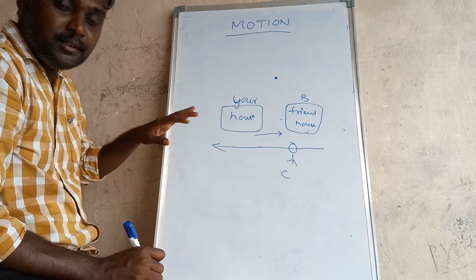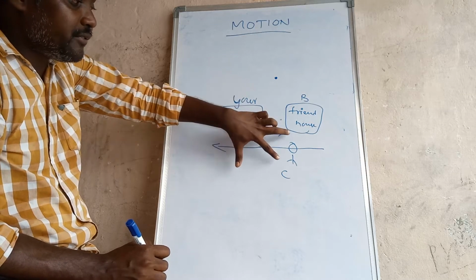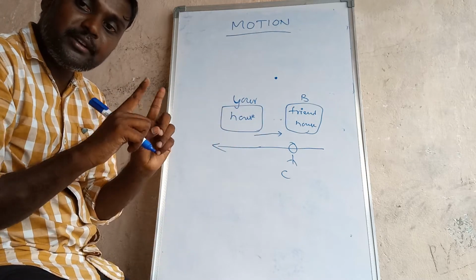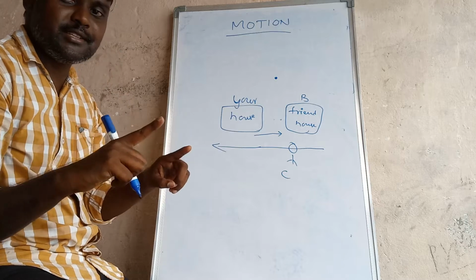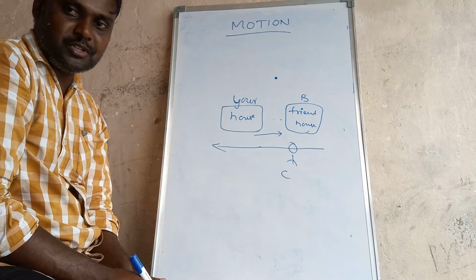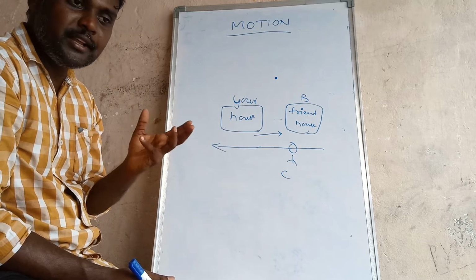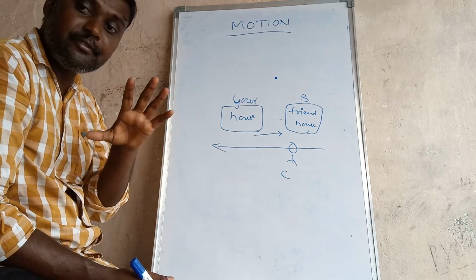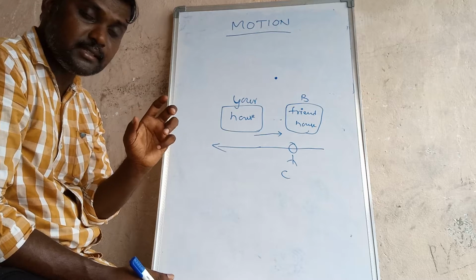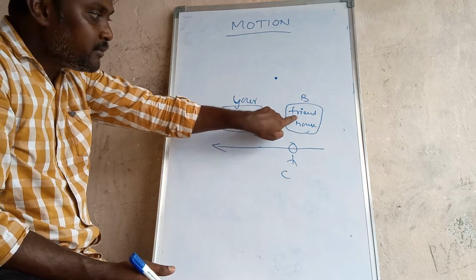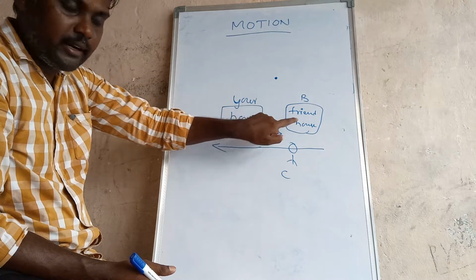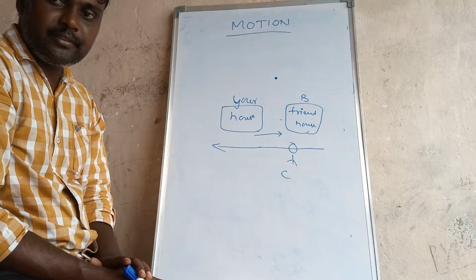The same object for two different persons gives two different perspectives. One is at rest and one is in motion. To say a particular body is at rest or in motion, we need a frame of reference. Frame of reference means a reference point: friend B is a reference point and friend C is a reference point.